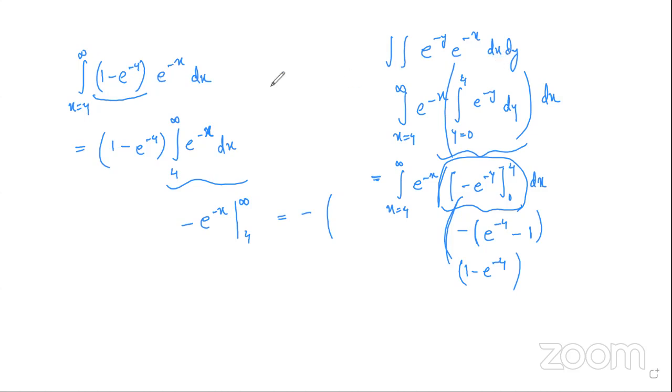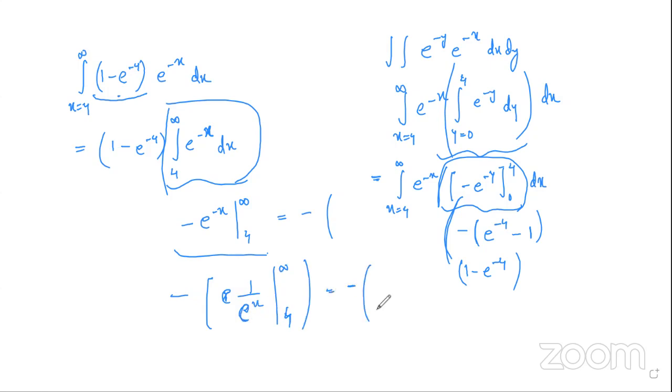Now this is a constant, so I am pulling this outside. So 1 minus e to the minus 4, integral 4 to infinity e to the power minus x dx. Now just look at this integration over here. If you do the integration, you will get this. So e to the power minus infinity, right? So you can also write it as 1 by e to the power x from 4 to infinity, correct? Yes.